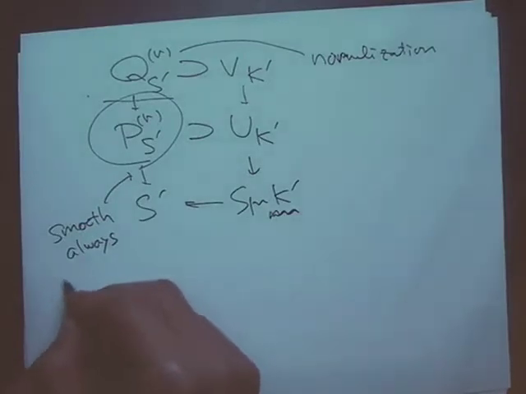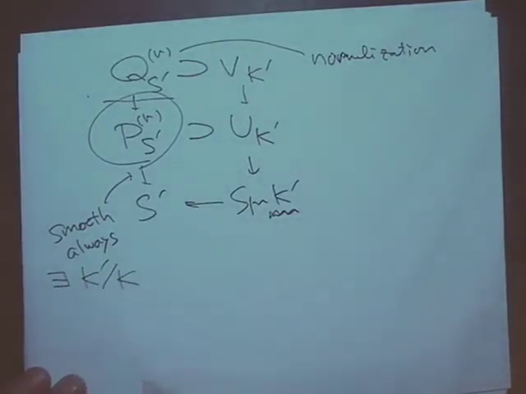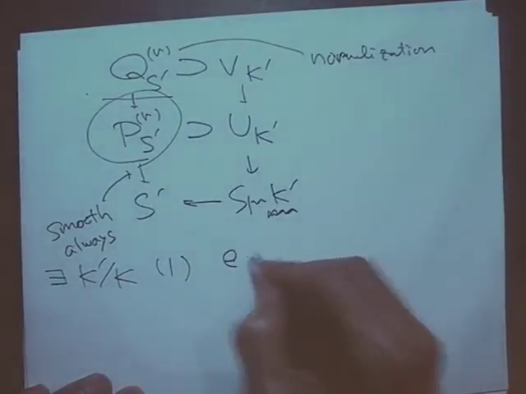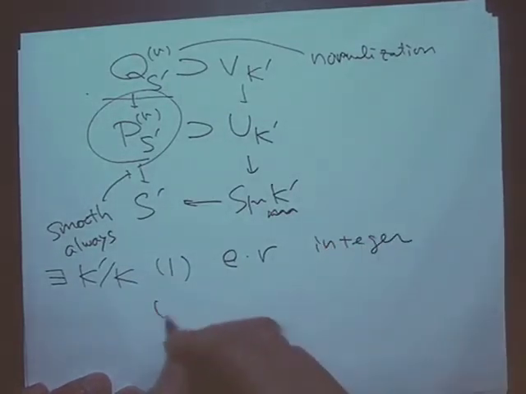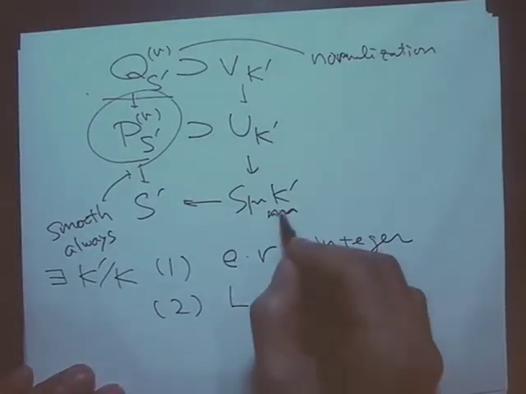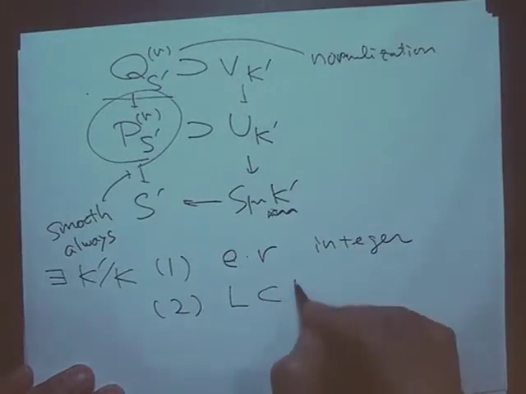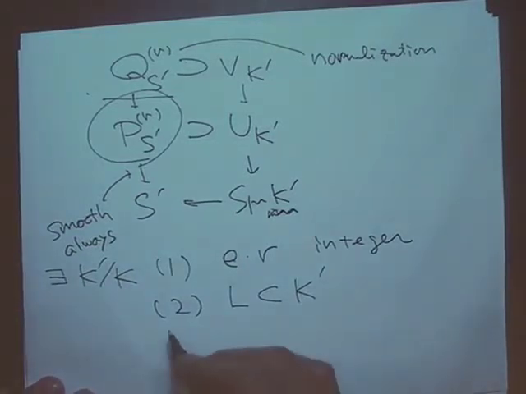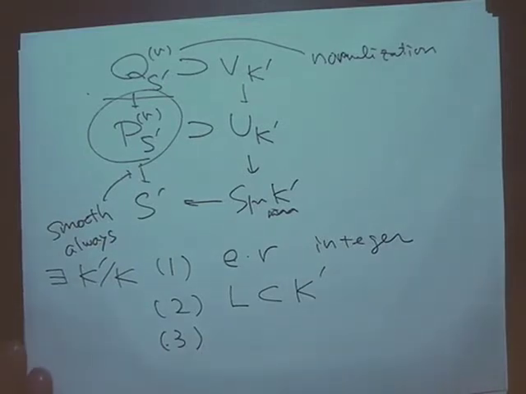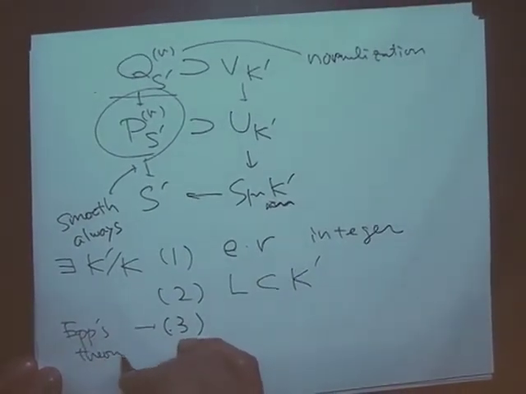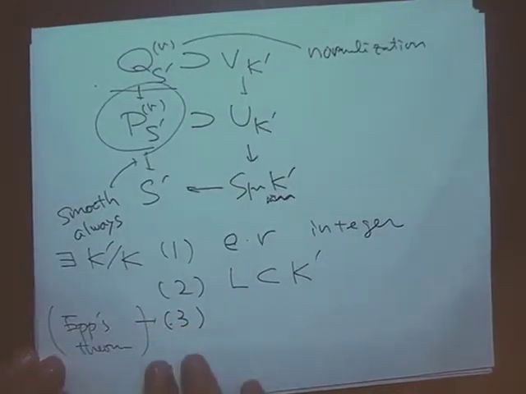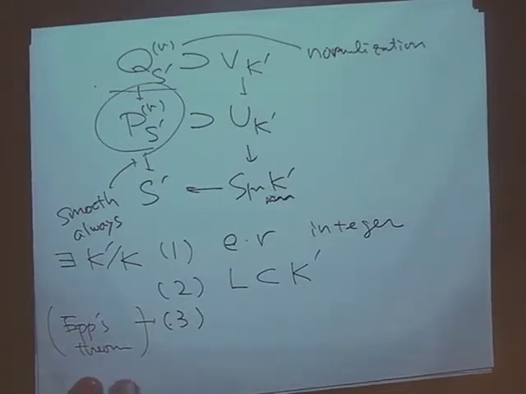So we can take k prime so that the following conditions are satisfied. The first condition, we have already seen: this product is integer. And the second condition is that we can take k prime arbitrarily larger, so we can assume that our Galois extension is already contained in k prime. And the last condition is non-trivial, a consequence of Weil's theorem. I will not explain what this means, but in any case, we can assume this condition.